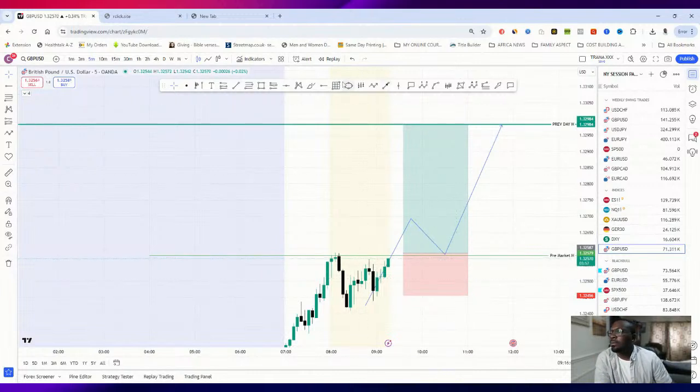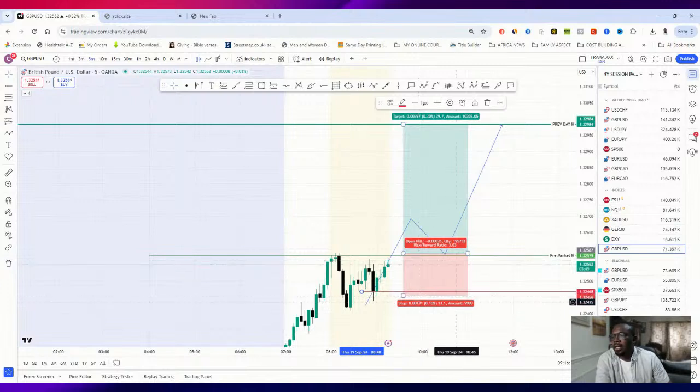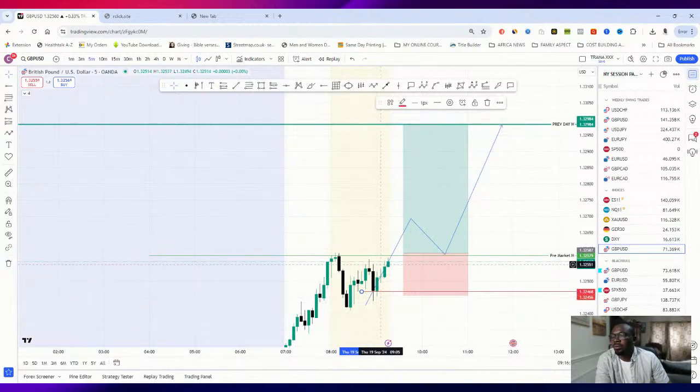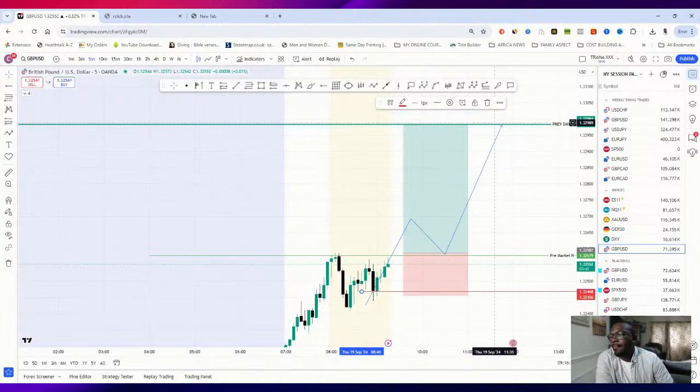My stop loss is strictly here. There's no gimmick. I'm going to put my stop loss right there. That's my stop, and that's about 13 pips. And as soon as we have a breakout to the upside and a retest, then we'll get in.